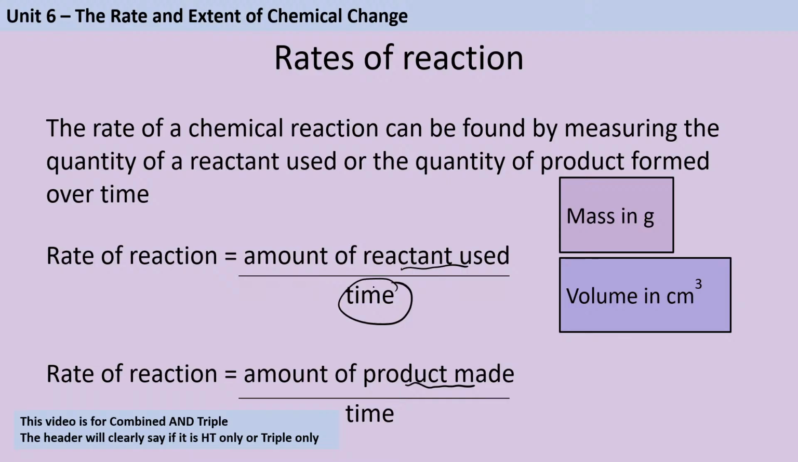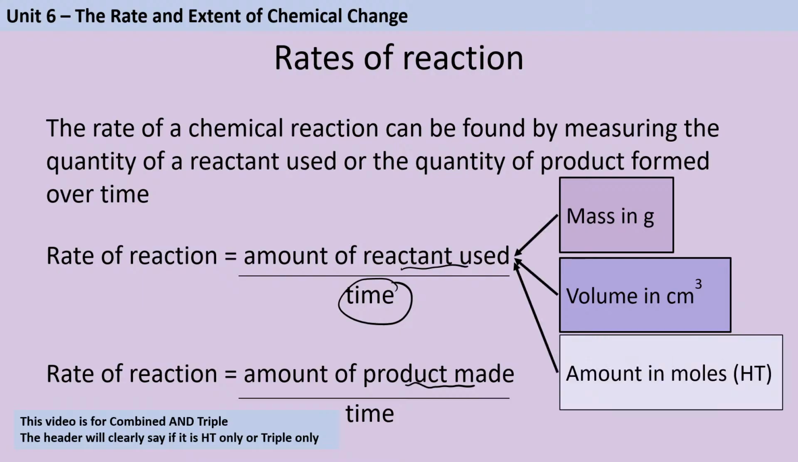This is a really important thing, that you can't calculate rate without a time. So if you're describing any reactions, any methods, you need to be talking about timing that reaction and recording that. The rate can be in grams per second or centimetres cubed per second. And if you're taking higher tier, you could also be asked to calculate in moles per second.